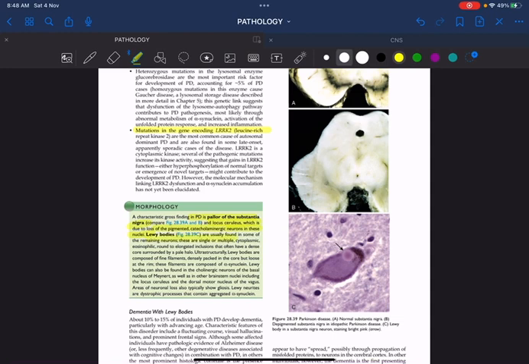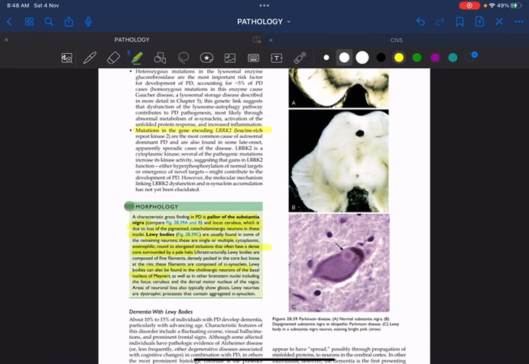How will you describe a Lewy body? It is actually one of the spotter questions for your university practical. They are cytoplasmic eosinophilic inclusion bodies, which have a dense core with a pale halo. Fine. And these Lewy bodies are mainly found in the cholinergic neurons.